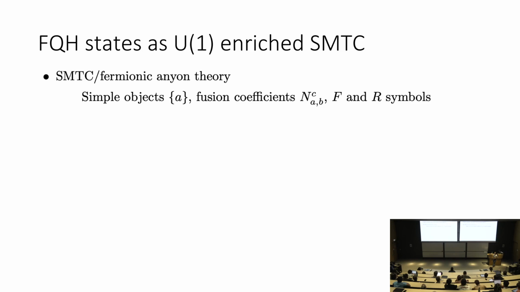As all of you know, the way to describe the underlying anyon theory is by some set of simple objects, fusion coefficients, F and R symbols. In this case, we're also going to have a special anyon label that braids trivially with all the other anyons, and it has spin -1. It is our physical fermion.